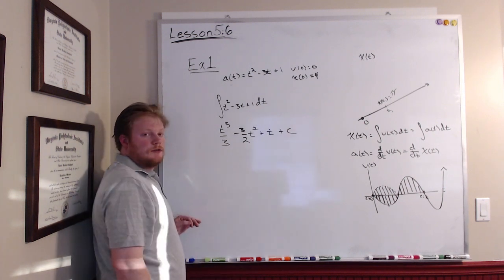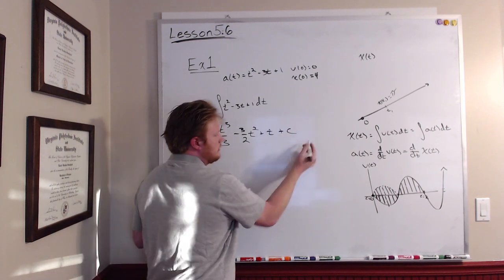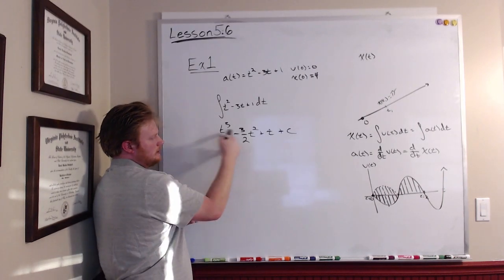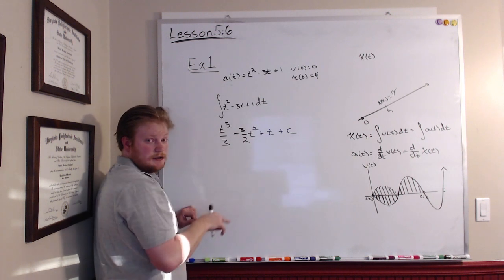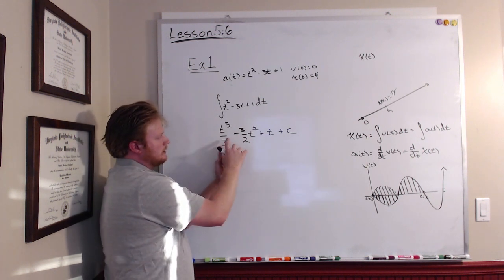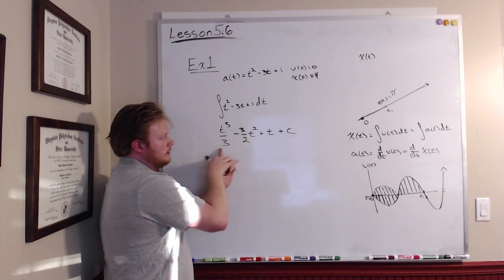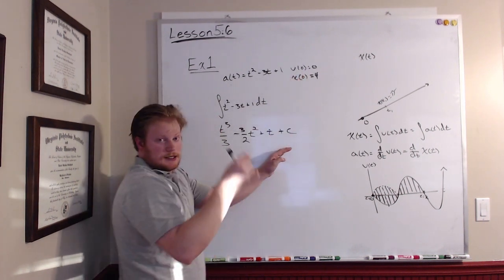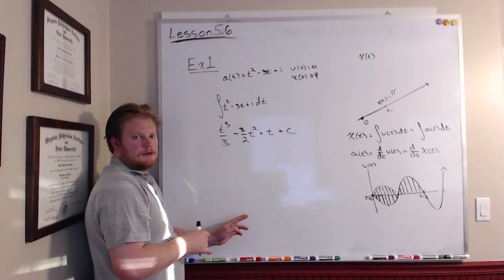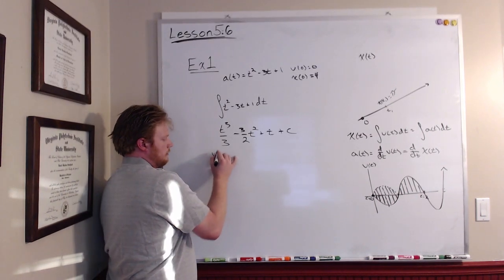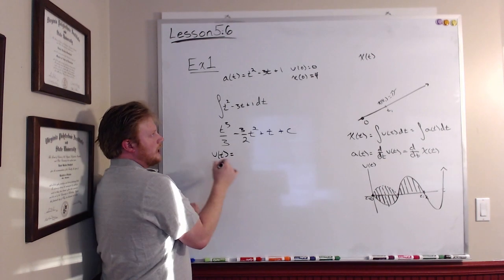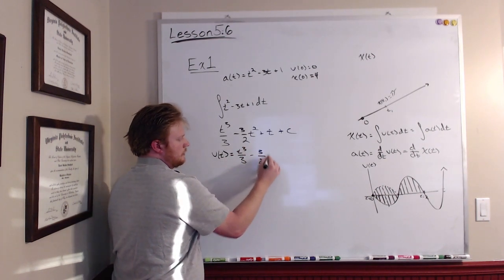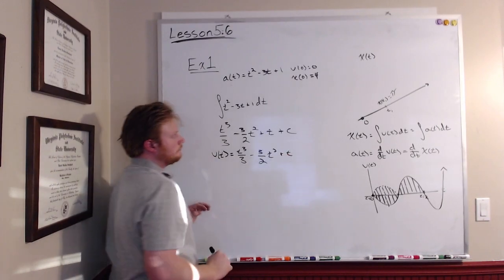Now, I got to solve for that constant of integration. But I know that the initial velocity is 0. So when I plug in 0 to t, I should get out 0. Well, if I plug 0 into t here, here, and here, this is just going to become c. And the initial velocity is 0. So c must be 0. So my actual velocity function is t cubed over 3 minus 3 over 2 t squared plus t.